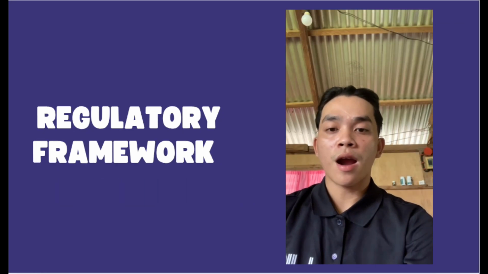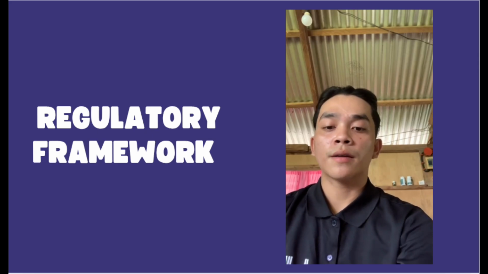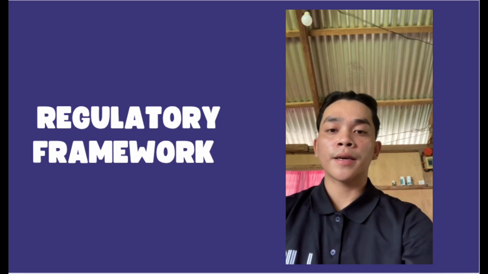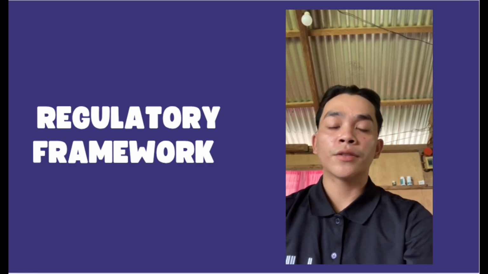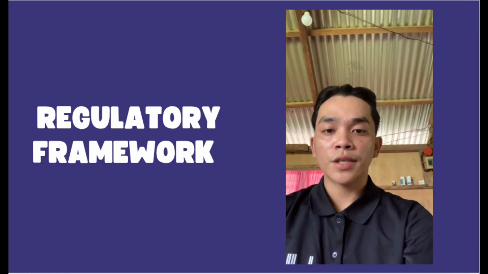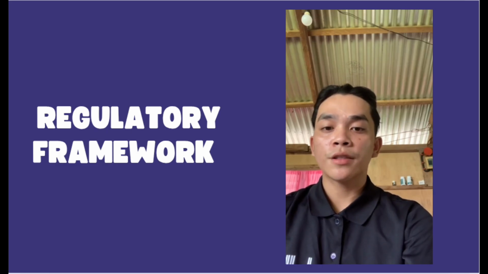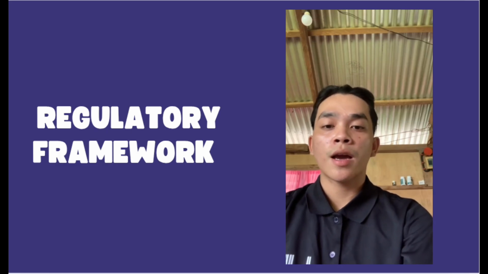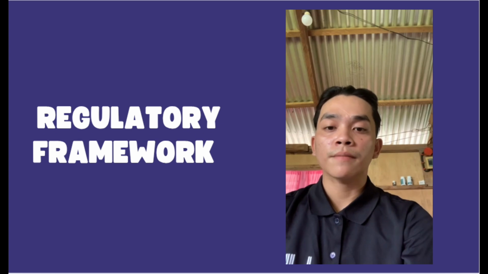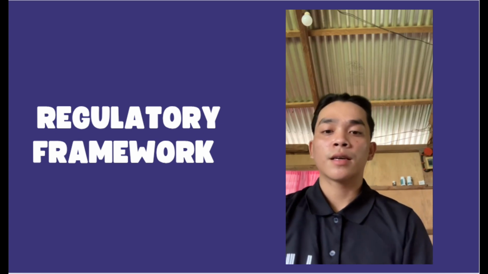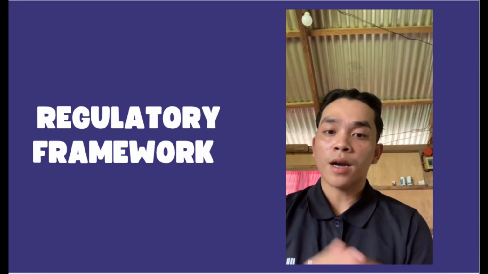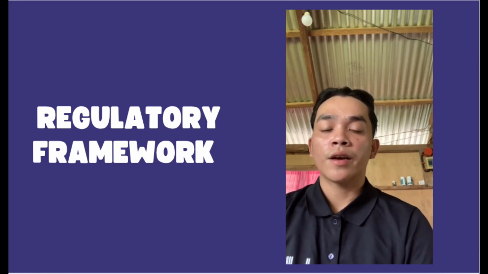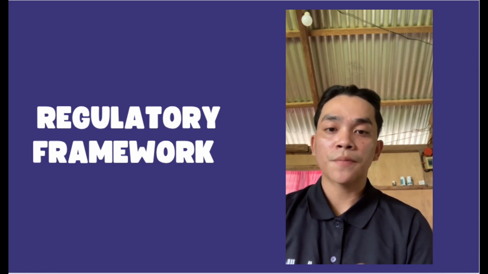Regulatory frameworks are the rules and policies set by governments and international organizations to ensure that new technology, especially in biotechnology and genetic innovation, is safe, ethical, and environmentally responsible.